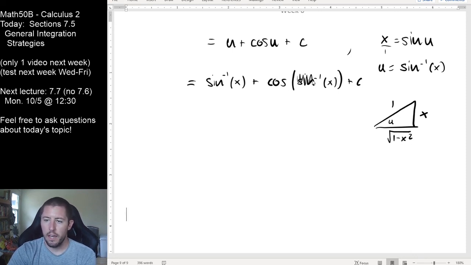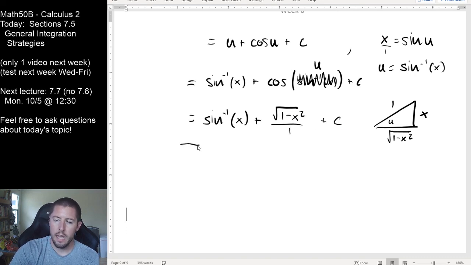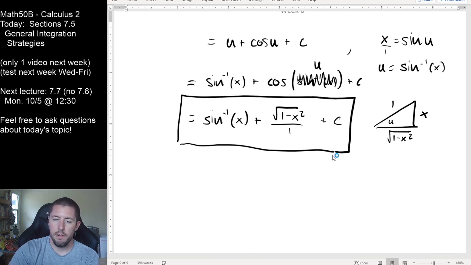So really, I think I just wanted to leave this as u right there to be most sensible. Cosine of u is adjacent over hypotenuse. And so this should then be, for our final answer here, sine inverse of x plus, it's just this term right here. Obviously, over 1 does not matter. I'm just writing it to make sure it looks like where we came from, the triangle right there.